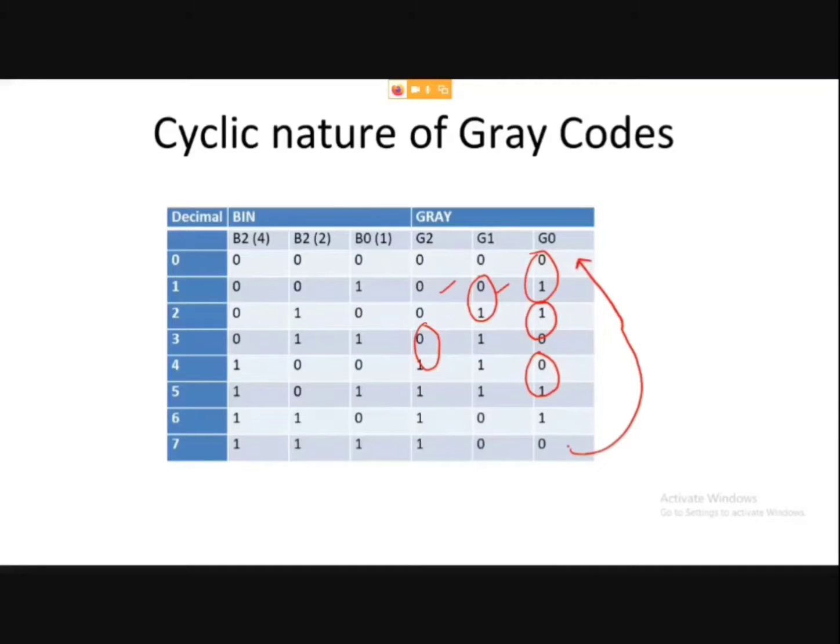Here you can easily see that the change is only here.